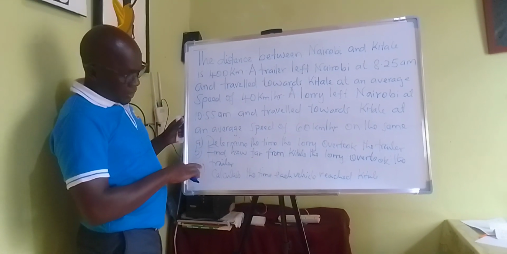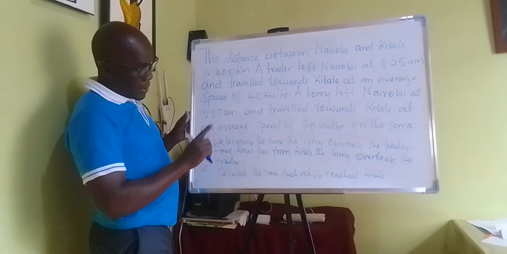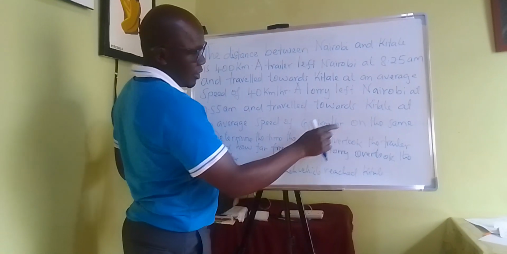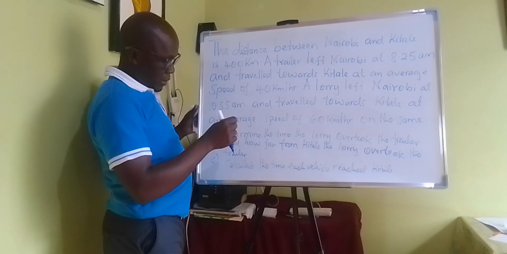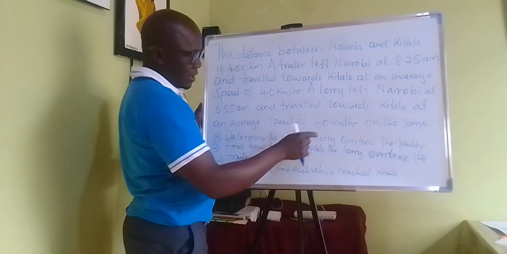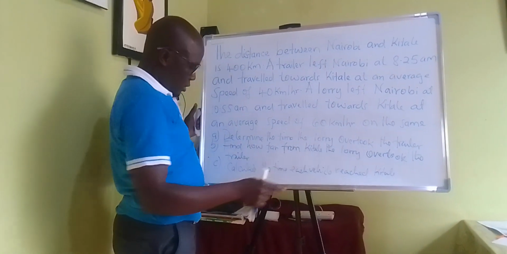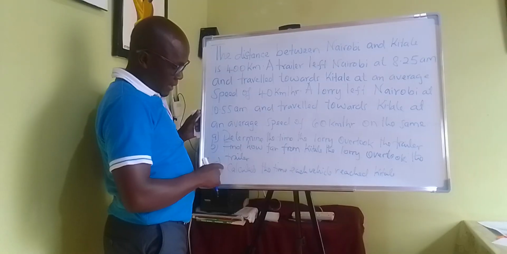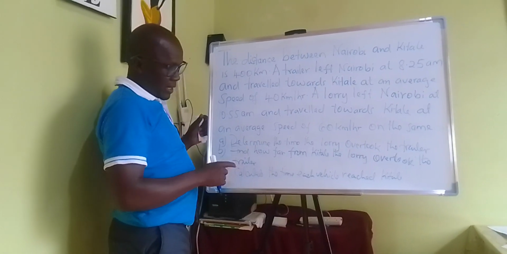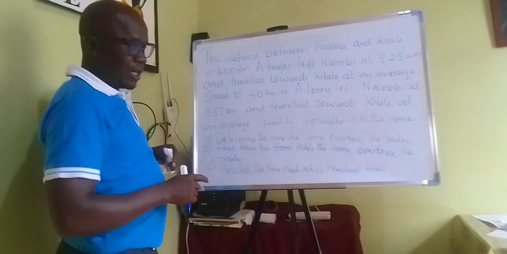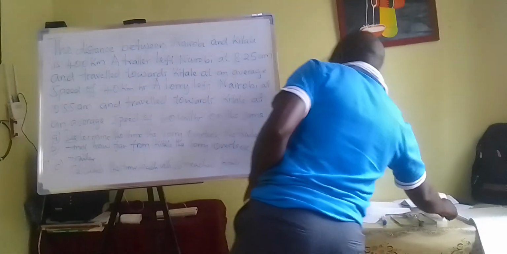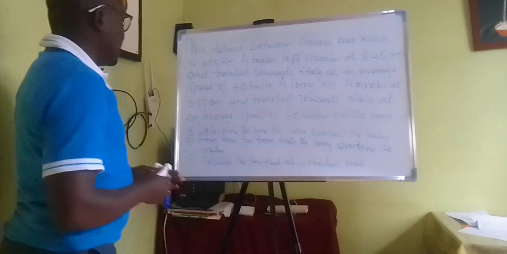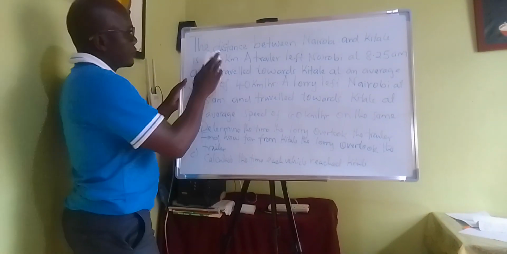Now we have three questions. 1. Determine the time the lorry overtook the trailer. And 2. Find how far from Kitale the lorry overtook the trailer. Then lastly, calculate the time each vehicle reached Kitale. Yeah, so let's start with the first one.